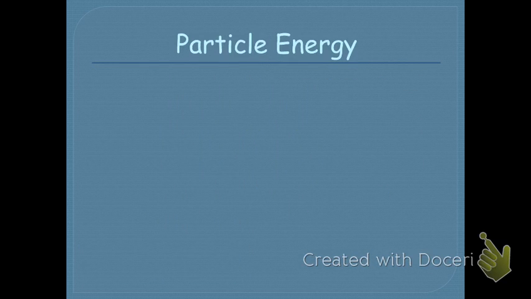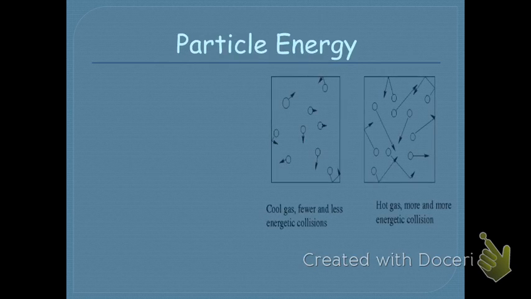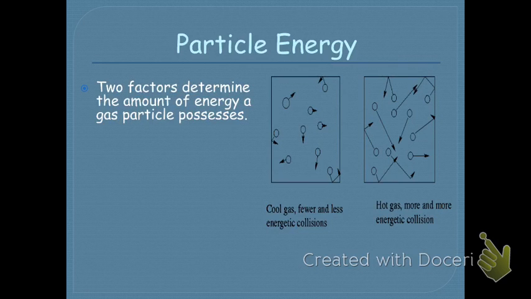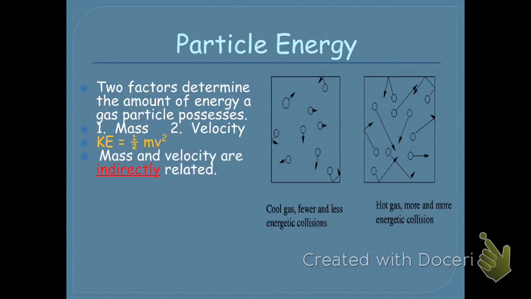So when it comes to particle energy, we just talked about how they transfer energy. One thing is temperature is the measurement of kinetic energy, and so the higher the temperature, the greater the energy. Two factors determine the amount of energy: one is mass and one is velocity. The greater the mass, the greater the amount of energy, and the greater the velocity, the greater the amount of energy.